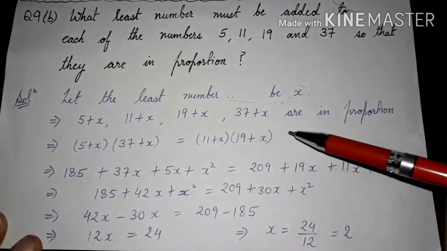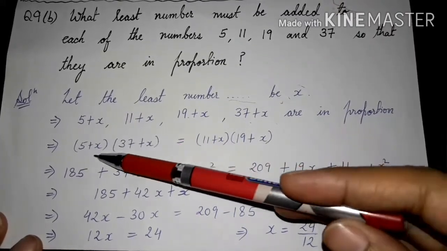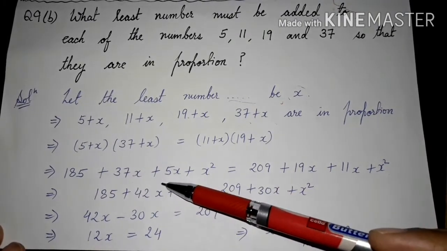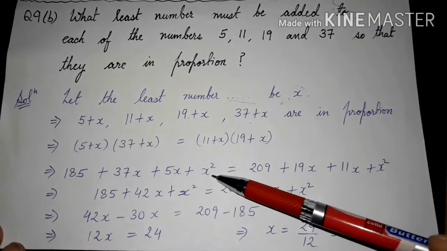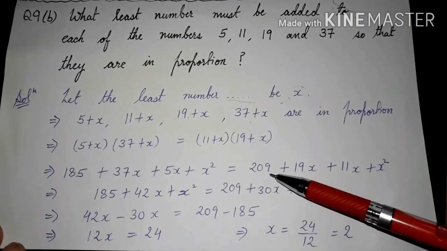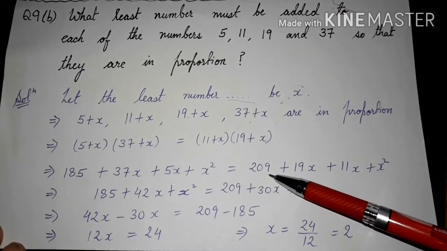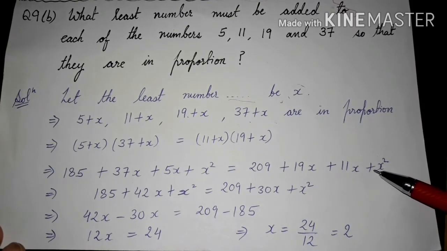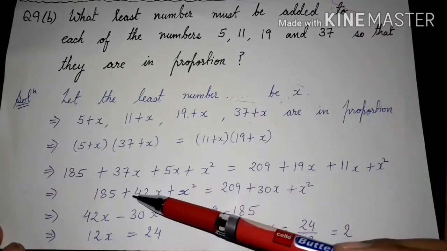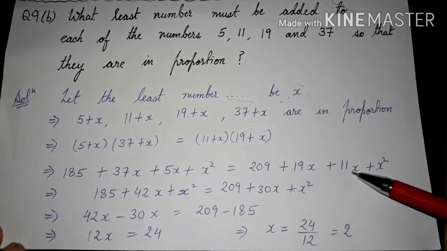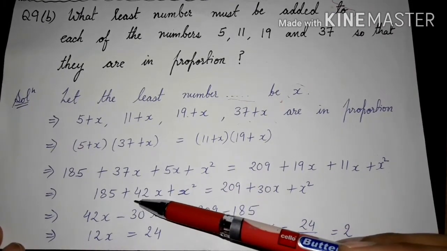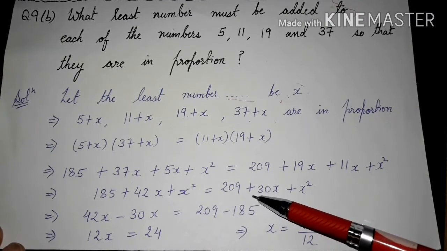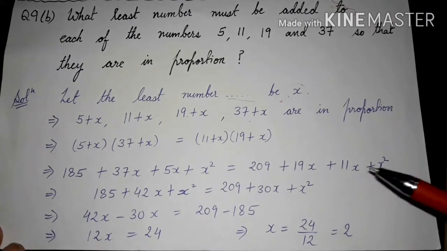So we'll multiply these together. After multiplying, we'll be getting 185 plus 37x plus 5x plus x square. On the right hand side we'll be getting 209 plus 19x plus 11x plus x square. After solving it further, adding the like terms, we'll be getting 185 plus 42x plus x square is equals to 209 plus 30x plus x square.